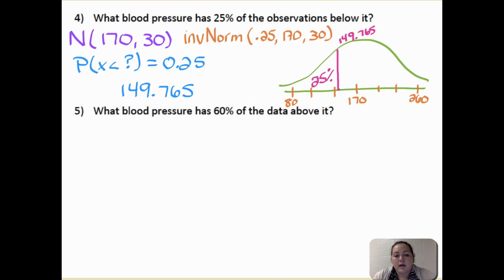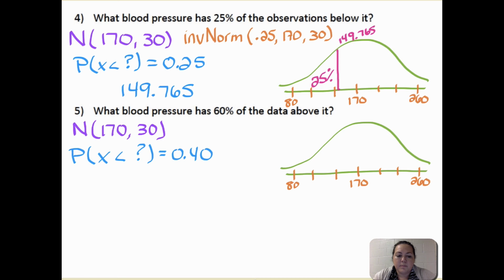What blood pressure has 60% of the data above it? So same model. I want the probability that x is less than some number would be equal to 40%. Okay, 60% lie above it, which means 40% lie below it. An inverse norm can only calculate the tail on the left. So that left tail would be shaded.